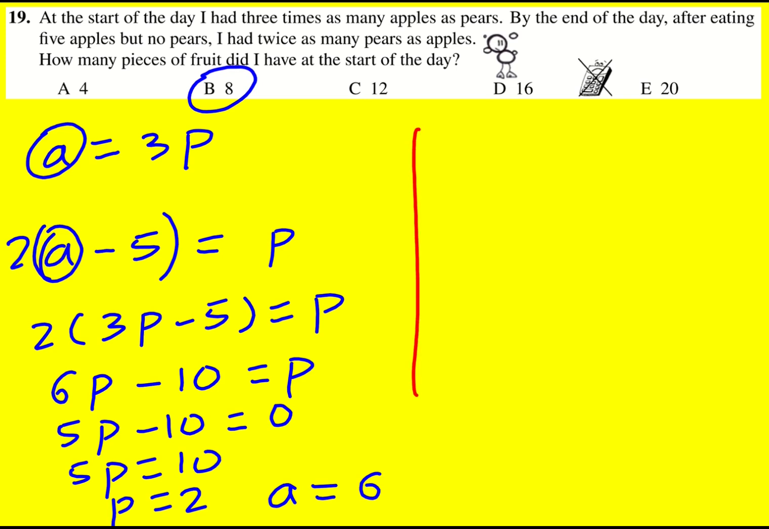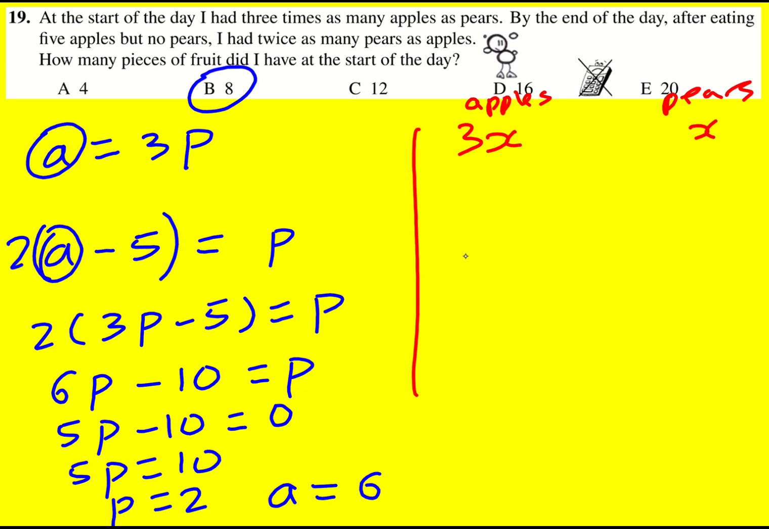Now, perhaps I've overcomplicated this because if you look at the answers, you can see they don't even introduce A and P. They just use X. So they say, right, I've got X apples, and then, sorry, I've actually got 3X apples, and I've got X pears at the start of the day.